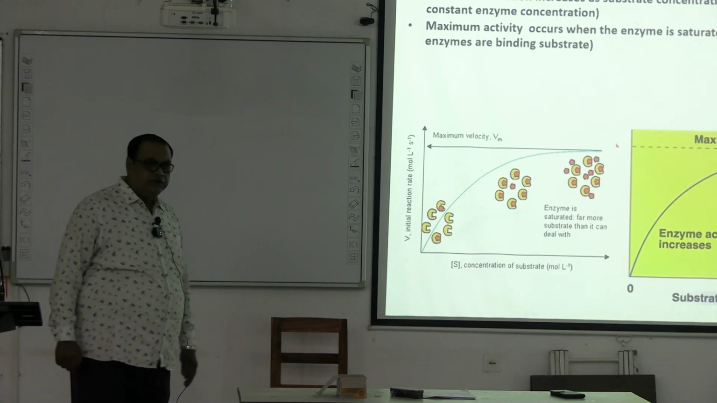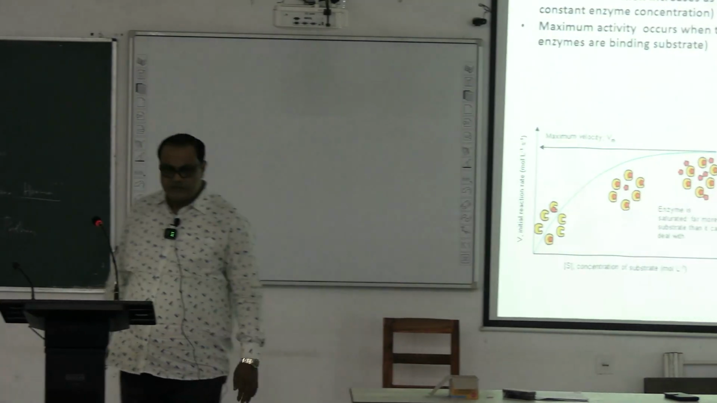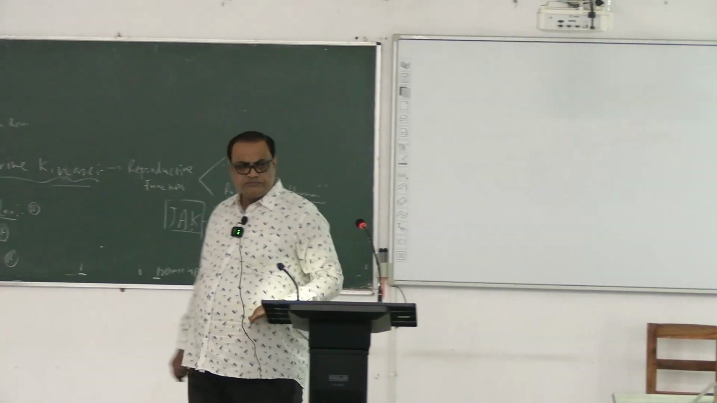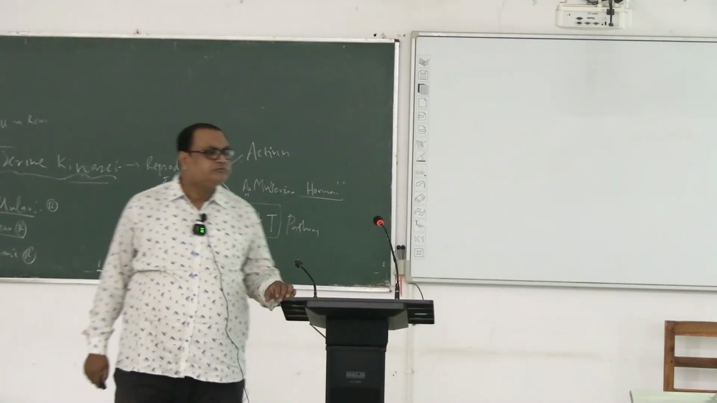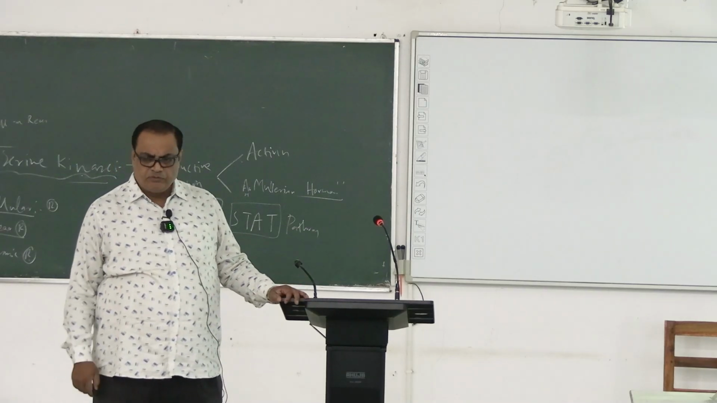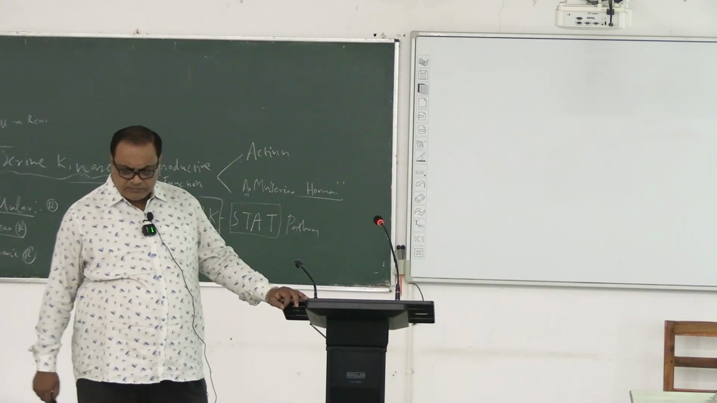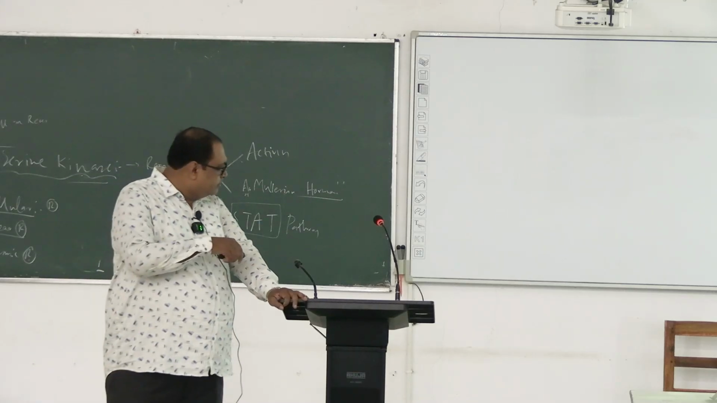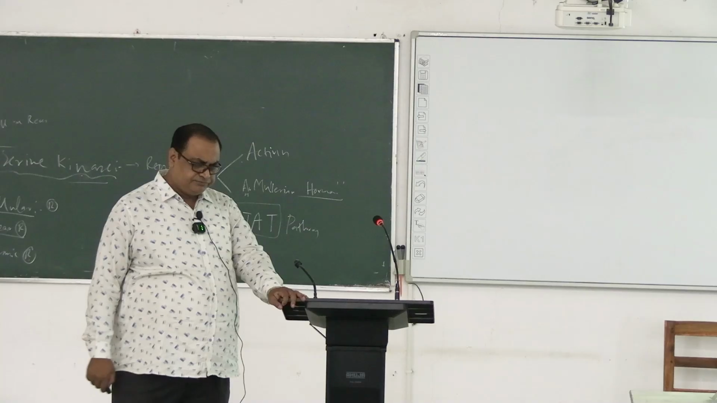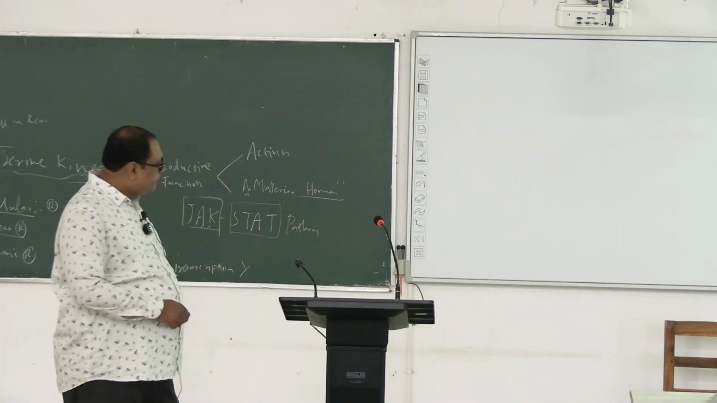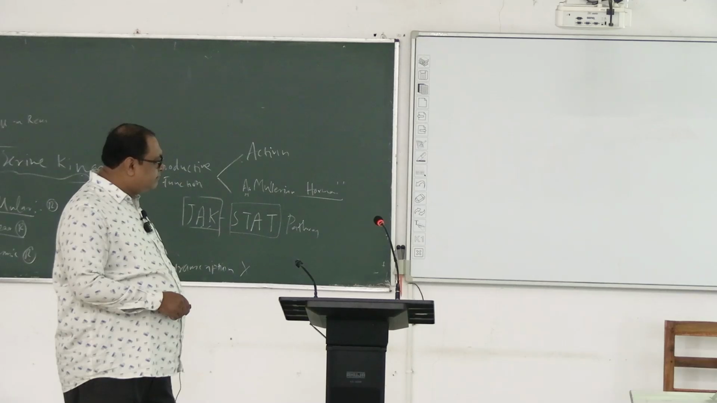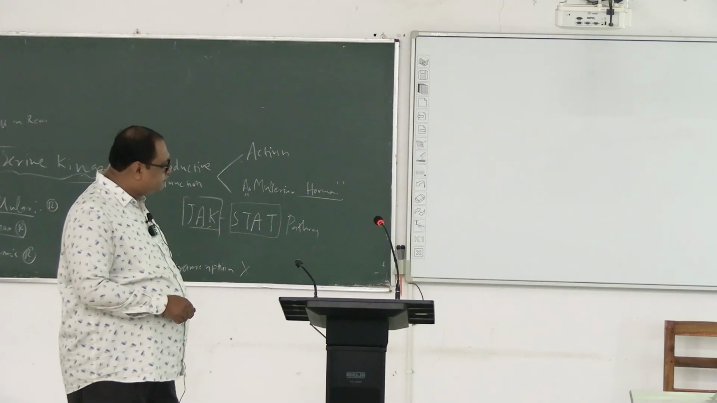The x-axis is the concentration of substrate. What is the unit of concentration of substrate? Moles, grams per liter, moles per liter, correct? So moles per liter is given. The y-axis shows the maximum velocity at this point.